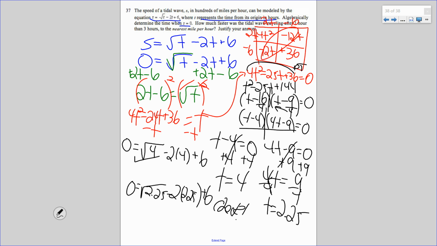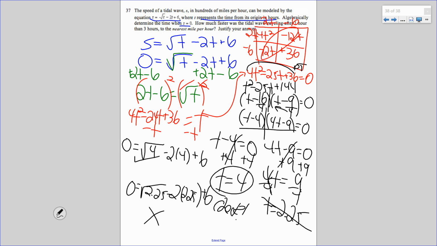Radical 2.25 minus 2 times 2.25 plus 6. They are not equal. Therefore, 2.25 does not work, and t equals 4 is the answer. Lots of yummy work. Of course, that's not enough for 6 points.